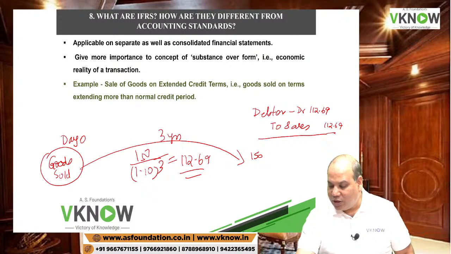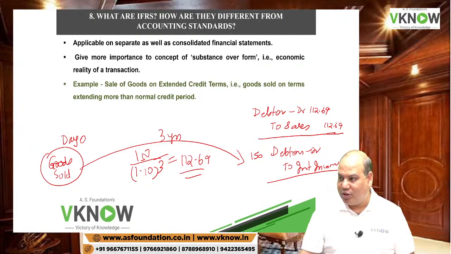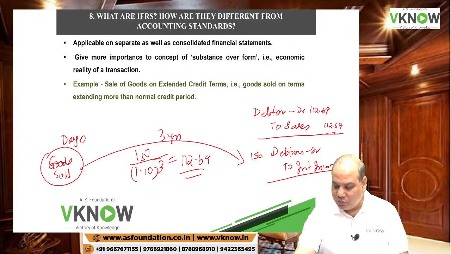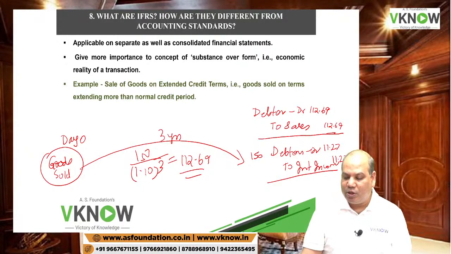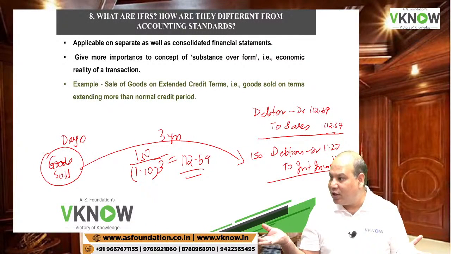Then every year I will record the entry for interest income: debtor account debit to interest income, for 3 years. So the first year it will be 11.27. We will not calculate the rest, but the idea is to make you understand that every year interest will be calculated and recognized as interest income, not as sales revenue.